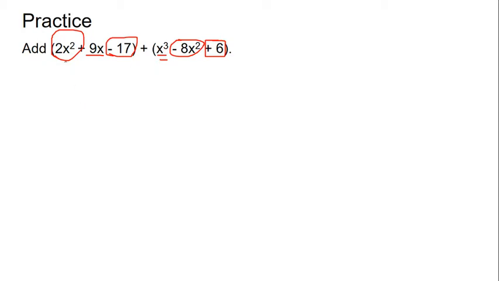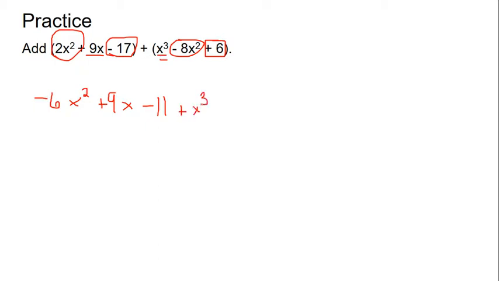So now we're going to add them together. So 2x squared plus a negative 8x squared. So 2 minus 8 is negative 6x squared. Then we have our 9x here, so I'm just going to put plus 9x. Negative 17 plus 6 gives us a negative 11, and then we have our x cubed term.